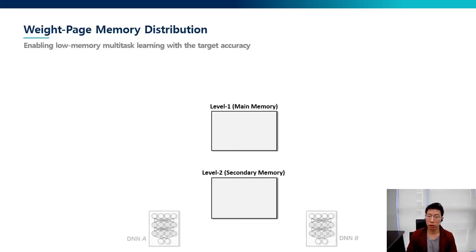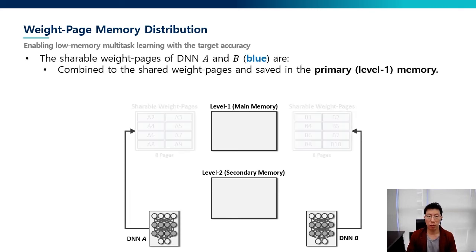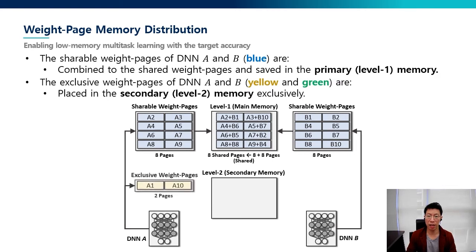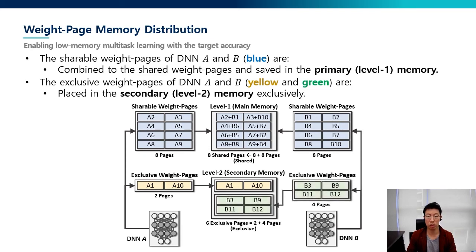The shared and exclusive weight pages are separately distributed to two memory levels of the system, that is, main memory and secondary memory, respectively, which enables low memory multitask cloning with target prediction accuracy. So this figure shows the weight page memory distribution. The shareable weight pages, blue color in the left and right of DNN-A and DNN-B, are overlapped with each other and combined into the shared weight pages, blue color in the middle, that fit into the main memory. And exclusive weight pages of DNN-A and DNN-B, yellow and green color in the figure, are placed in the secondary memory exclusively without being overlapped in order to ensure prediction accuracy.